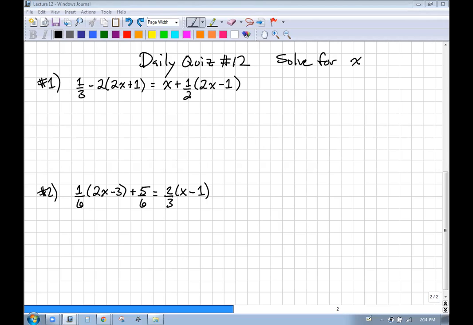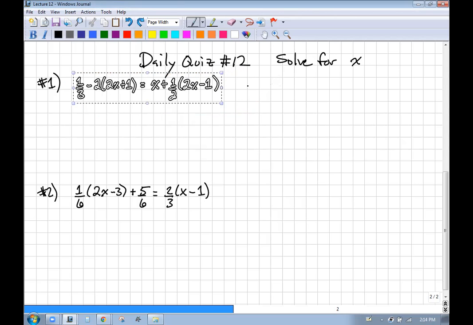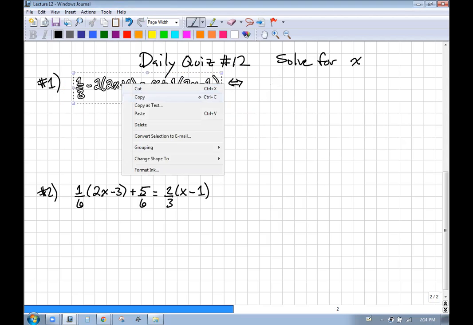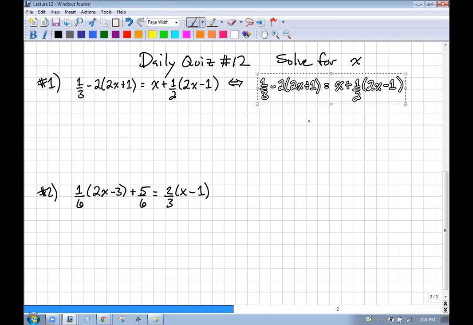All right, let's look at this quiz here. So we have x's all over the place, right? And we have parentheses. We need to get rid of the parentheses and consolidate our x's. I'll show you a trick though. Let's get rid of the fractions. Watch this. I'll multiply both sides by 6.